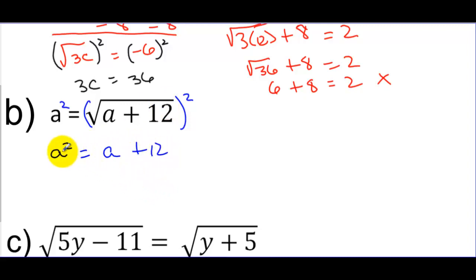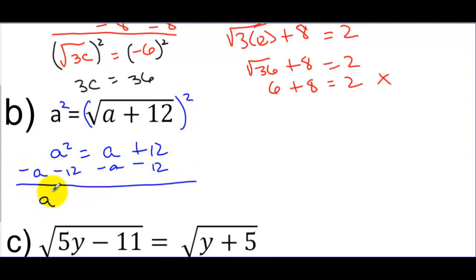So this one is actually a quadratic, right? I got a squared in my problem now. To solve this, I have to get everything to the same side and set it equal to 0, so I can either factor or use the quadratic formula if factoring doesn't work. So I'm going to subtract this a over, and I'm also going to subtract this 12 over, and they're going to show up on the other side as minus a and minus 12. So my quadratic that I'm going to try to factor is a squared minus a minus 12 equals 0.